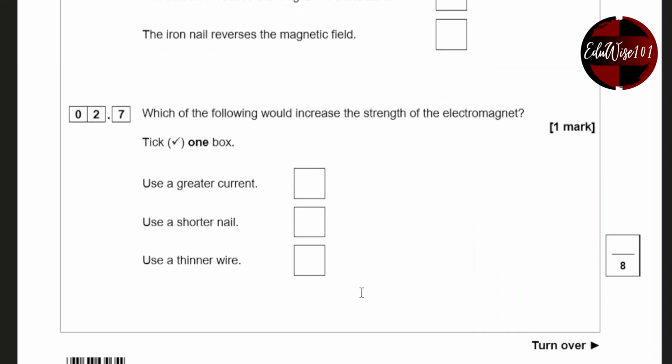Which of the following would increase the strength of the electromagnet? Using a greater current would definitely do that. Using a shorter nail, not necessarily. A thicker nail, yes. A thinner wire, no. The number of turns of wire would.